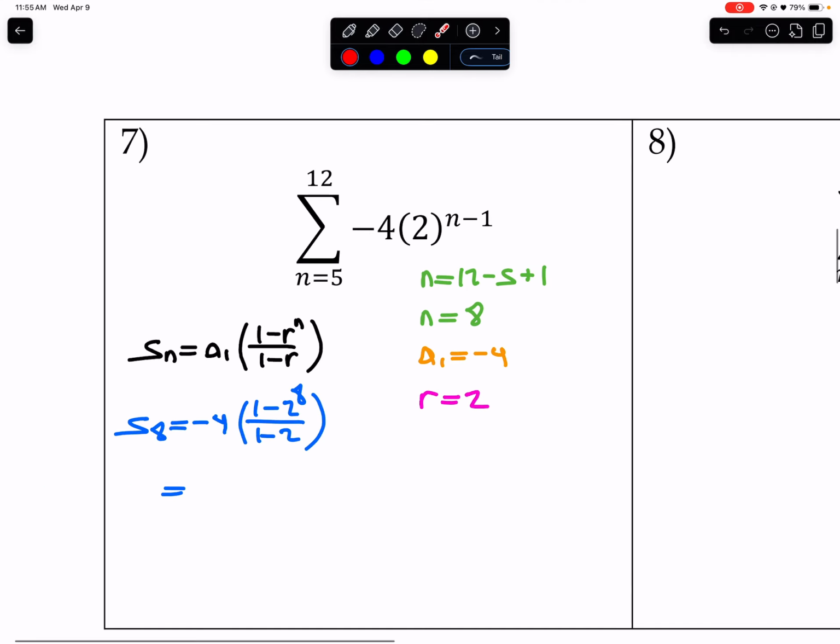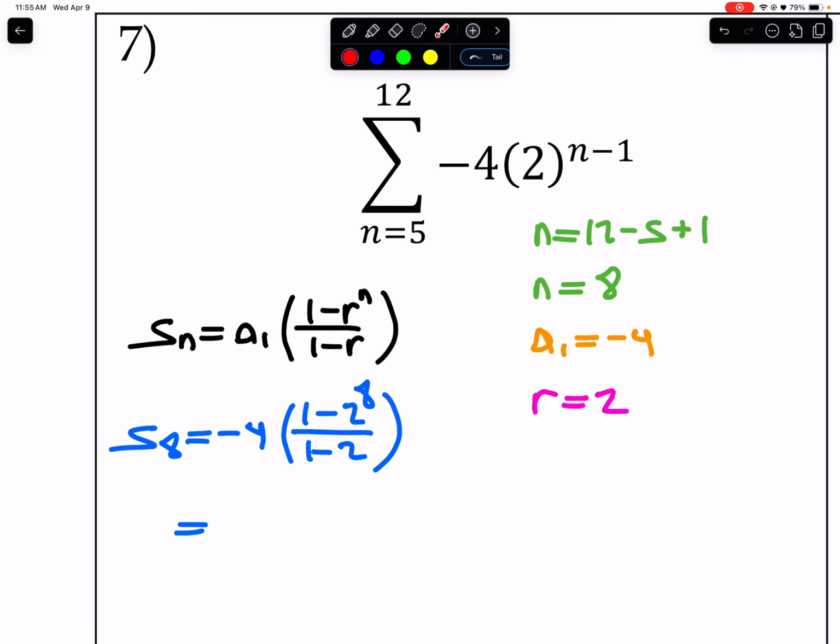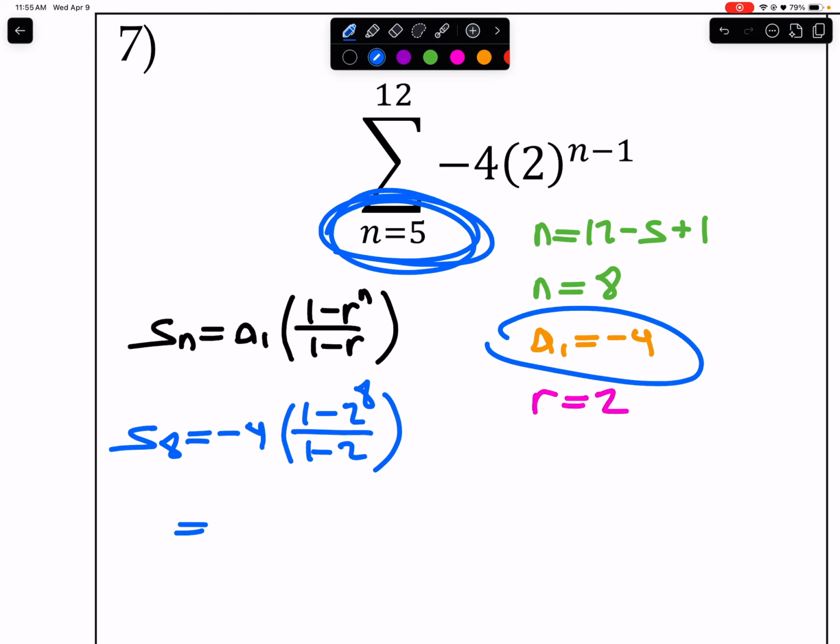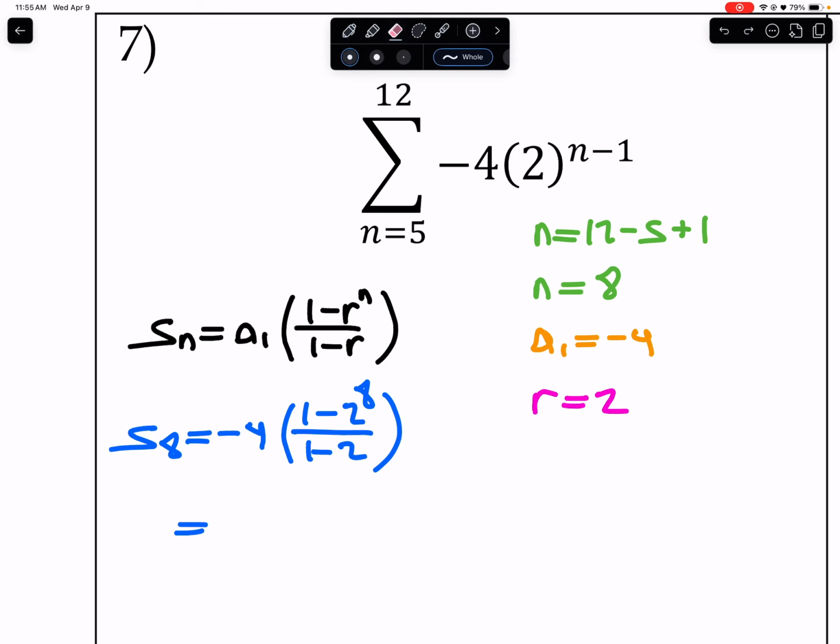Let's see if you can figure out what I did wrong and determine where I should fix it. So, what I did wrong is actually right here. My a sub 1 is not -4. We're starting at the 5th term. So sorry, y'all. So actually, let's do this. All of this is going to go away, and then this is going to go away.